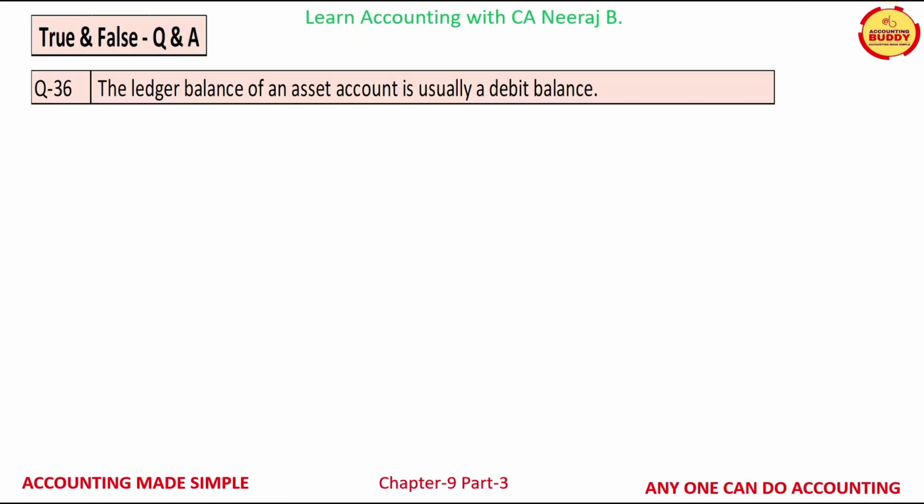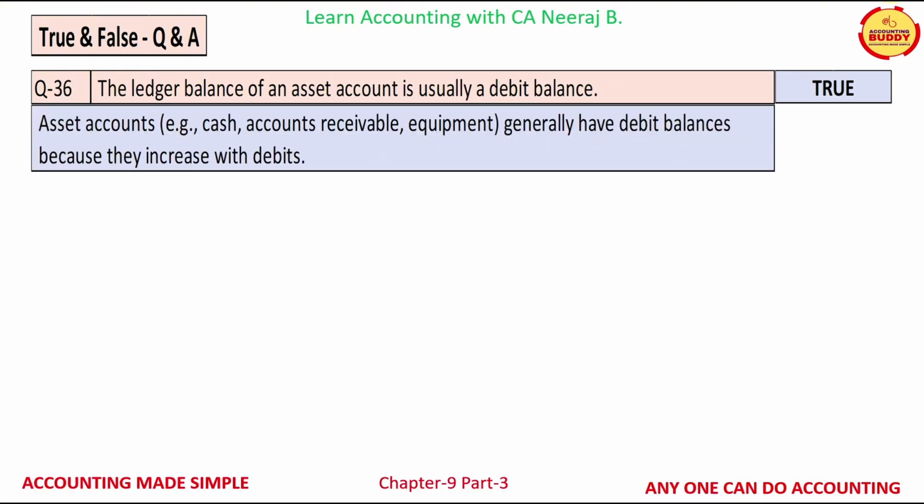Question number 36 is the ledger balance of an asset account is usually a debit balance. This is a true statement. Asset accounts, for example, cash, accounts receivable, equipment, etc., generally have debit balances because they increase with debits.